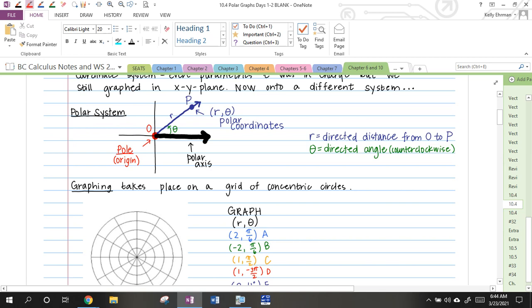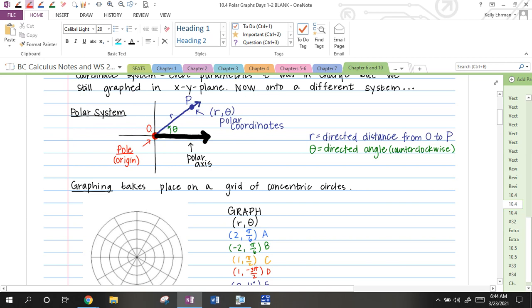So the origin is now called the pole. And what we're used to saying is the positive x-axis is now called the polar axis. R would be the length of, you can think of it as a radius. So R is the length from that pole to some polar coordinate, some point P. And the ordered pair for that coordinate is R comma theta. So R, again, is the length of that little segment there, the directed distance from O to P.